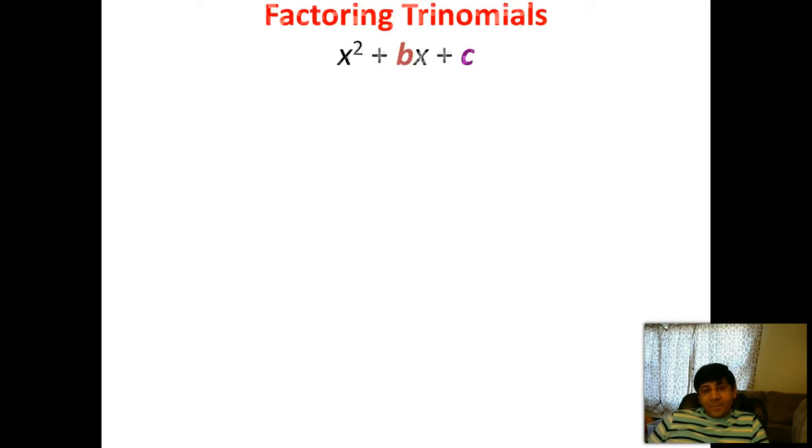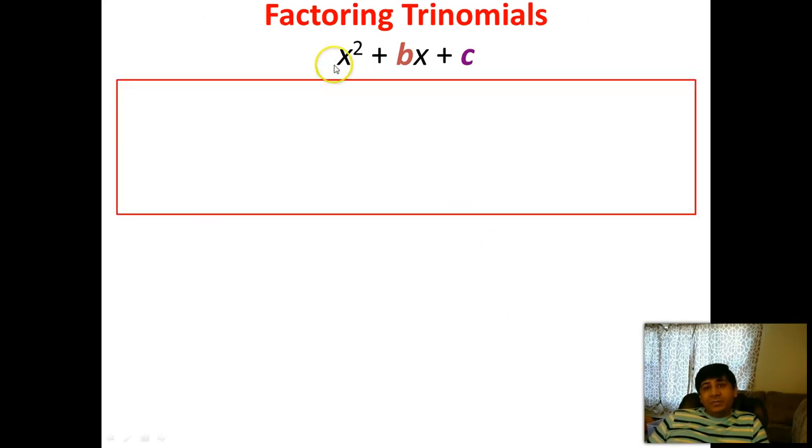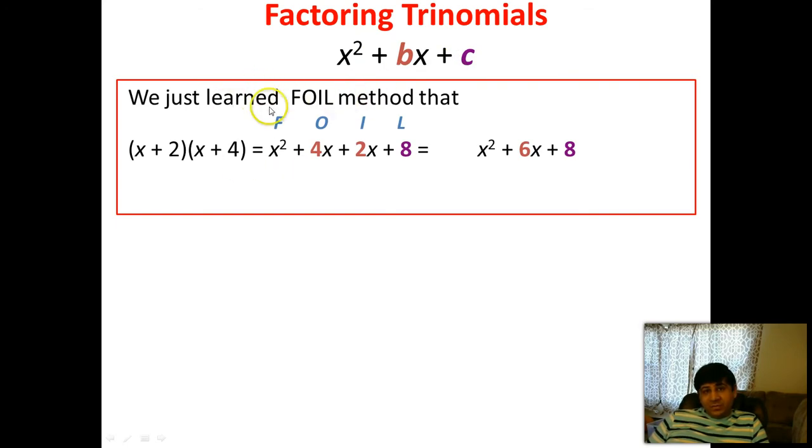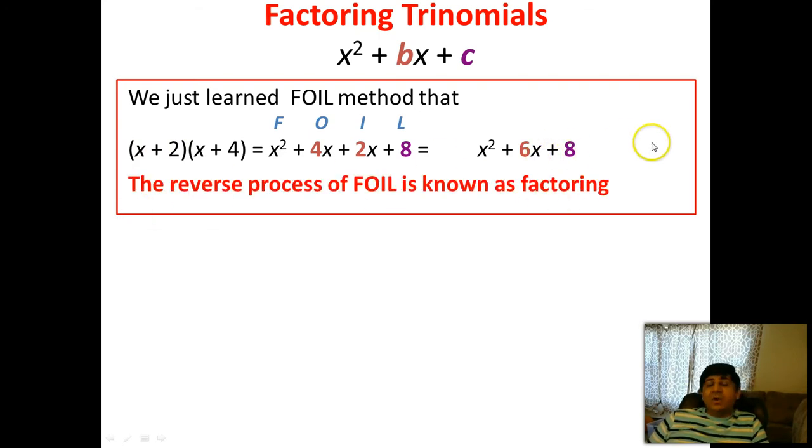Factoring an algebraic expression containing the sum or difference of terms means finding an equivalent expression that is a product. If you want to factor a trinomial x squared plus bx plus c, we just learned that the FOIL method takes us from a binomial product to a trinomial, and the reverse process is called factoring. It is very important, and you will need it to solve quadratic equations and higher order equations.